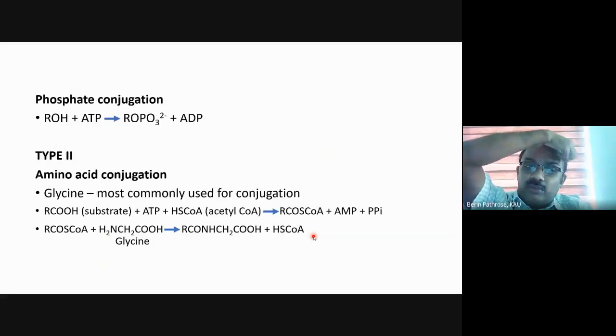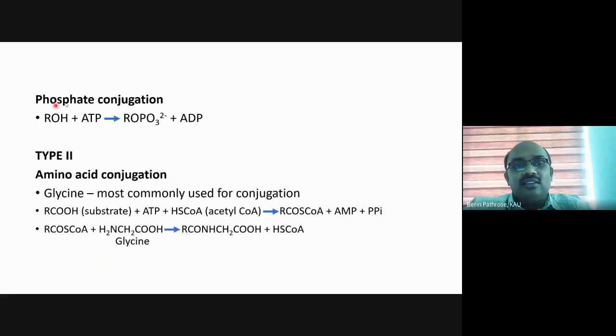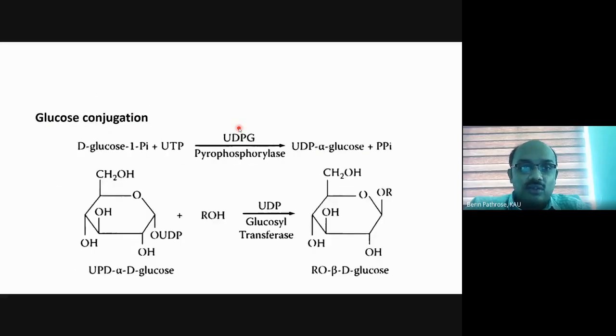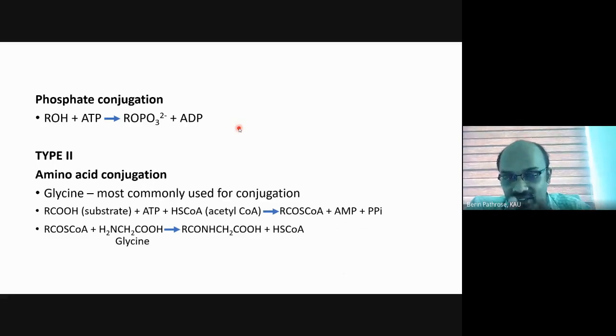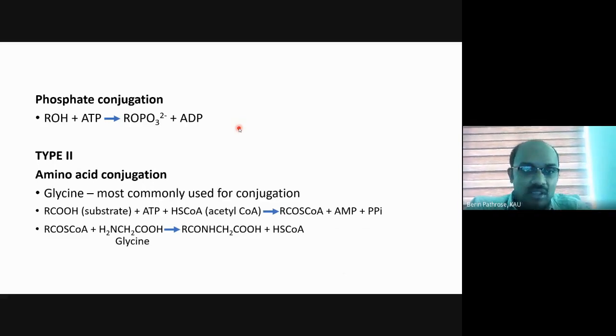The next one is phosphate conjugation. It's the equation ROH, the substrate, reacts with ATP. ATP is a phosphate energy carrying molecule, and it will get excreted. So we have seen glucose conjugation, sulfate conjugation, and phosphate conjugation. In all the three cases, the conjugating agent is activated, whereas the pesticide is not activated. In type 2, the pesticide is activated, not the conjugating agent.